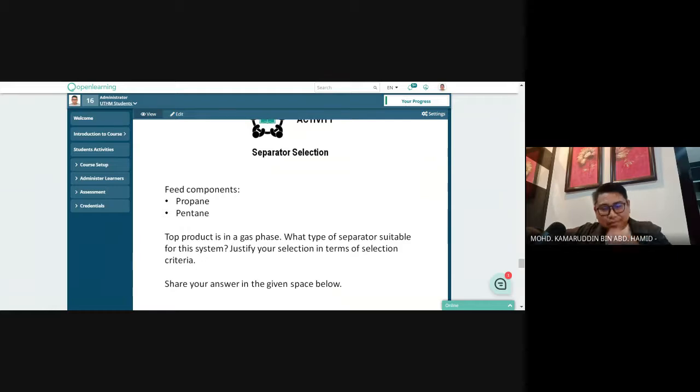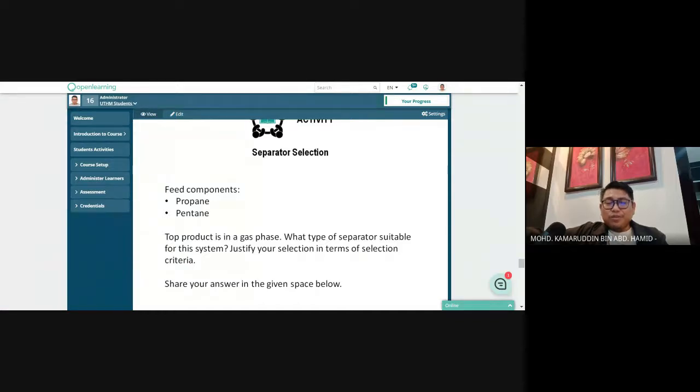Okay? But if the question asks, can you use flash to separate? Memang jawapan dia boleh. Tapi how pure is it? Depend on how you manipulate the feed condition. Sama juga dengan absorber. It depend on how many stages that you want to design your absorber, such that you're able to obtain the high purity of propane as a gas in the gas phase at the top.